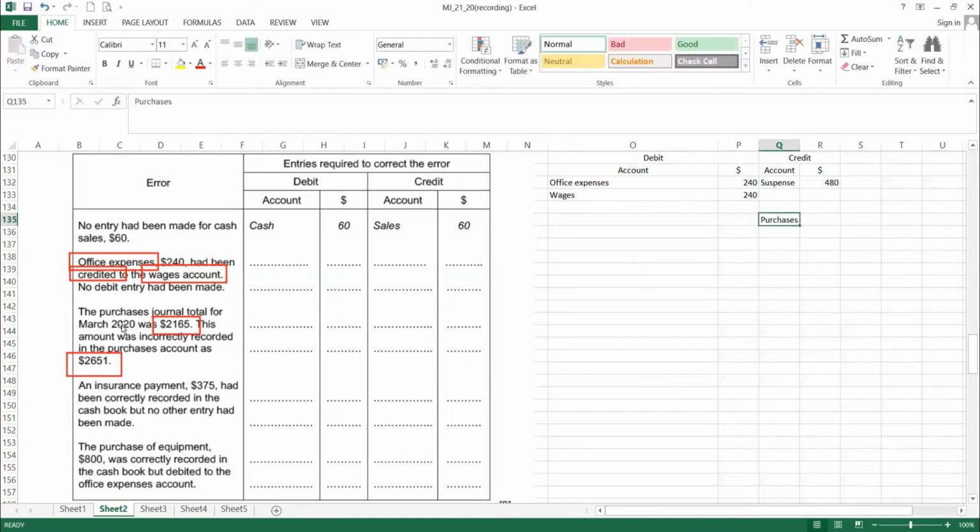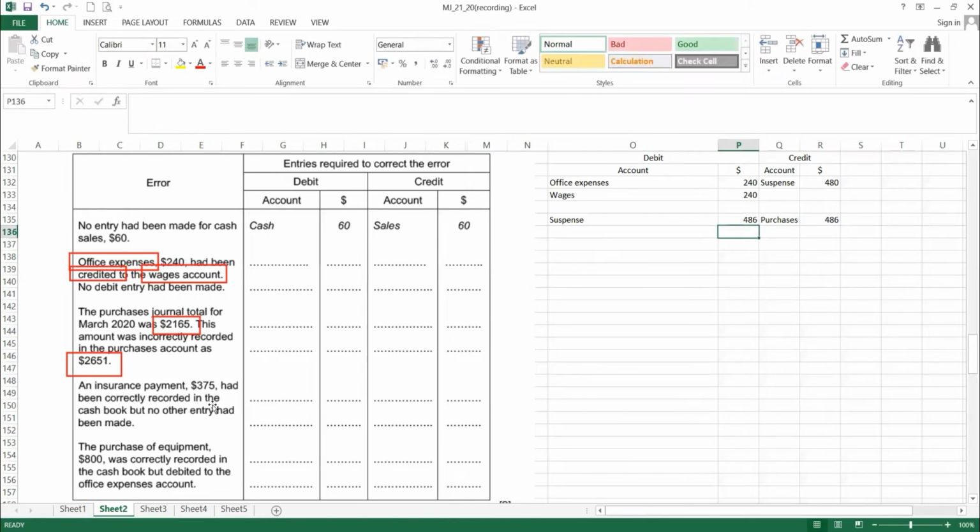Okay. So purchases account overstated, we have to credit it. So we take 2651 minus 2565, so 486. Same thing, this is a one side error because the other side didn't mention anything. So this one side must use suspend account to do the correction. Okay, the others, number 3.